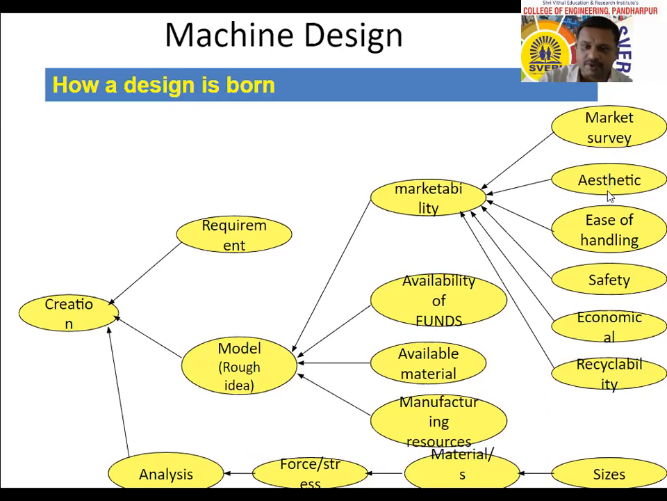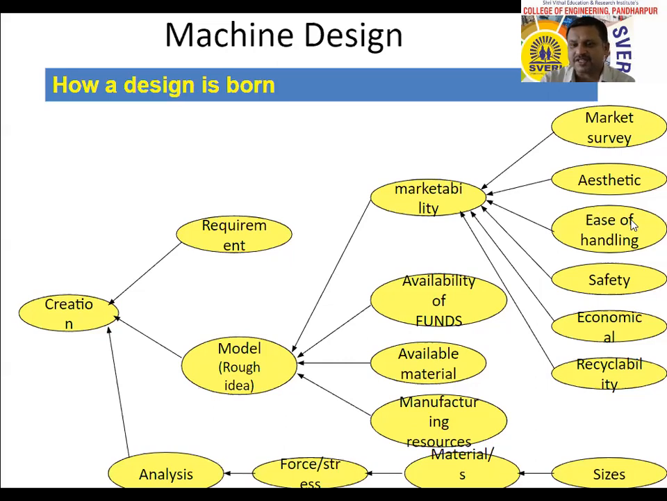Then aesthetic and ergonomic concept. Aesthetic means what? How that product looks like. You know our pen or maybe mobile phone, it is of an aesthetic nature, so that after seeing that thing, everyone wants to purchase that pen or mobile or whatever. You can take the example of a two-wheeler or a four-wheeler. Aesthetic means the look, or the face of that product.